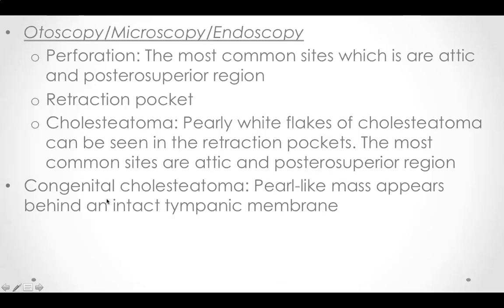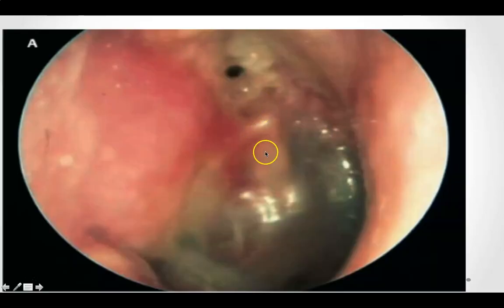Now, for otoscopy and microscopy or endoscopy, we see perforation. Most of the time perforation is in the attic area, posterior superior. Now this is the tympanic membrane. This is the anterior quadrant, posterior quadrant, posterior inferior, anterior inferior. This is posterior superior, this is anterior superior, and this is the attic area, and we are seeing perforation in the posterior attic area, which is the most common area.